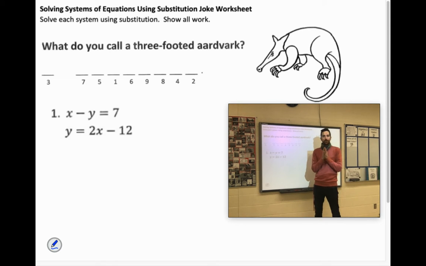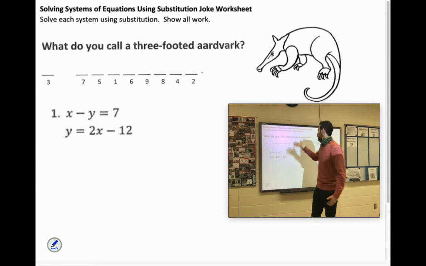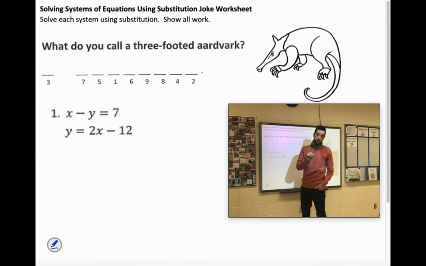Let's review some solving systems with substitution. We're going to solve these, and you're going to follow along, and then we'll find the answer to this joke. What do you call a three-footed aardvark? What? We'll find out. So substitution, remember, first step is to get one variable all by itself.